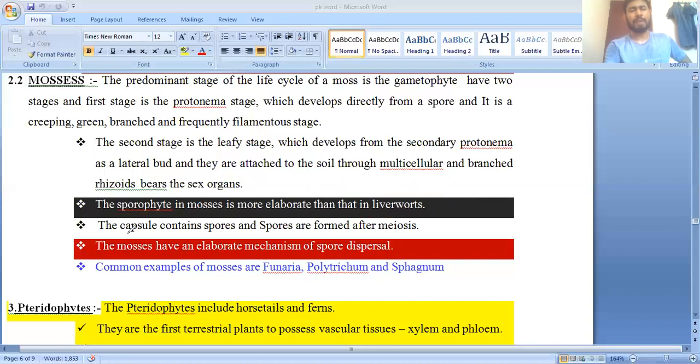If you see the structure, the capsule contains spores, and the spores are formed after meiosis. Now for examples of mosses, here they have given F, P, and S, meaning Funaria, Polytrichum, and Sphagnum. So Funaria, Polytrichum, and Sphagnum are considered examples of the mosses.